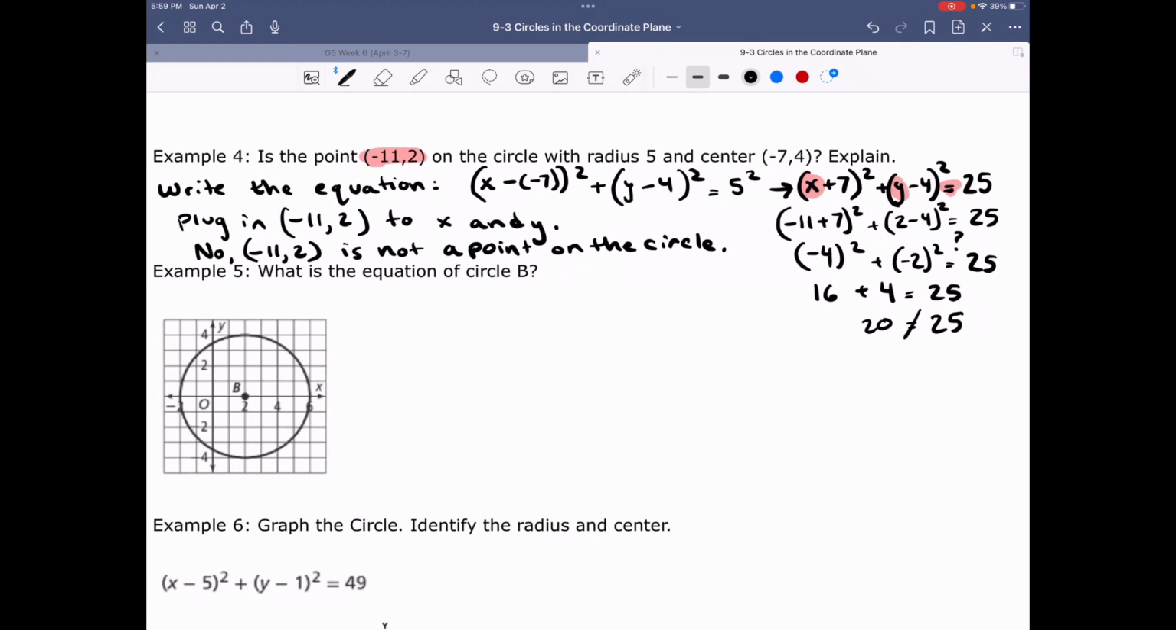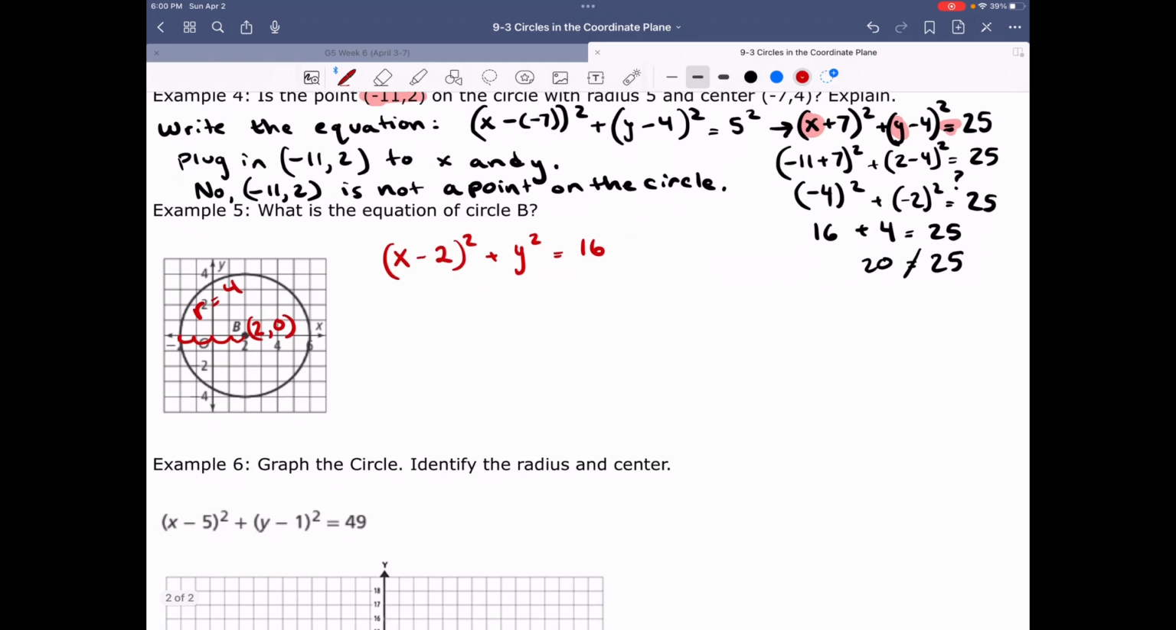Example 5. What is the equation of circle B? So we need to know the center, and the center is (2, 0). And then we need to know the radius, which is 1, 2, 3, 4. So the radius equals 4. All right, so (x minus 2) squared plus y squared, because if we subtract 0, you just get y. And then 4 squared is 16. So that's how we write the equation of that circle.